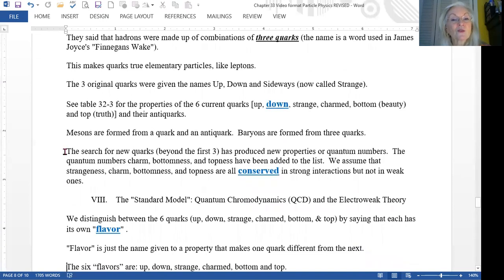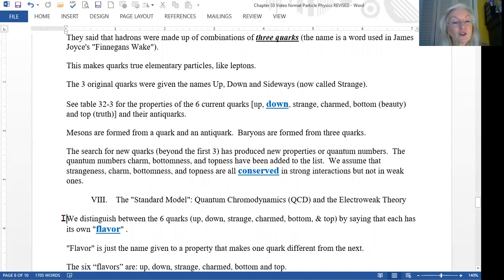So while we search for new quarks, we ended up finding new properties or quantum numbers. So the quantum numbers for charm, bottomness, and topness have been added to the list of quantum numbers. We assume that strangeness, charm, bottomness, and topness are all conserved in the strong interaction, but not the weak.